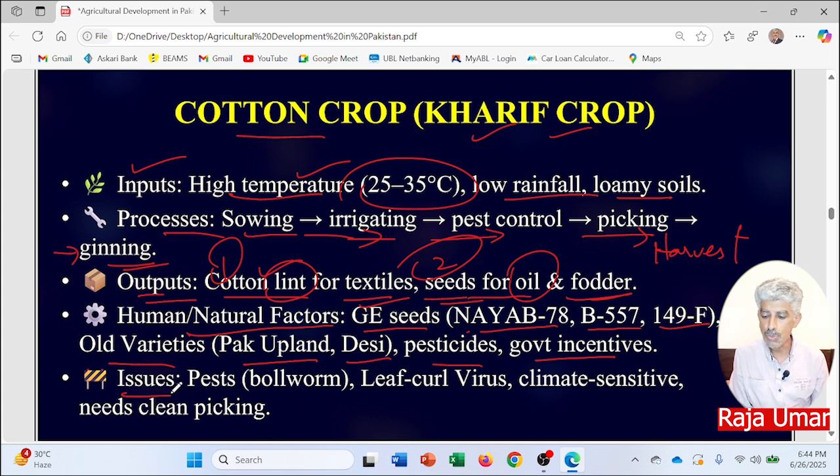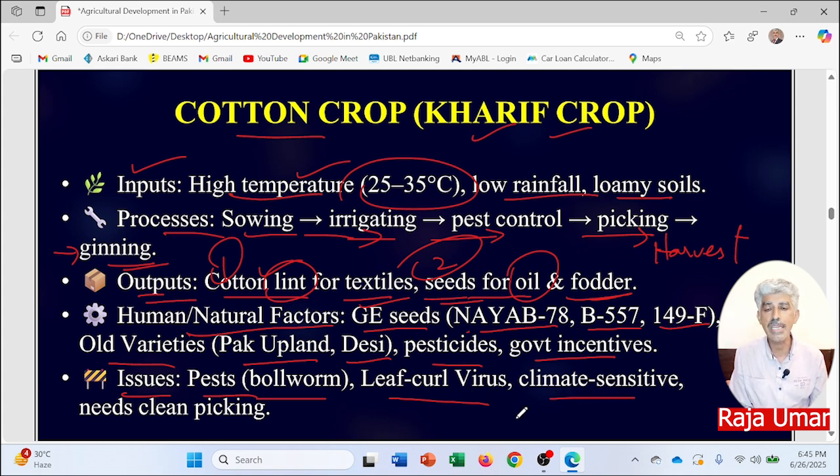And then, what are the issues this cotton crop faces? Pest attack, which is really very drastic, and bollworm, which destroys the cotton ball. And then leaf curl virus is a disease in which the leaves of the cotton crop curl and shed off, and the whole crop gets destroyed.